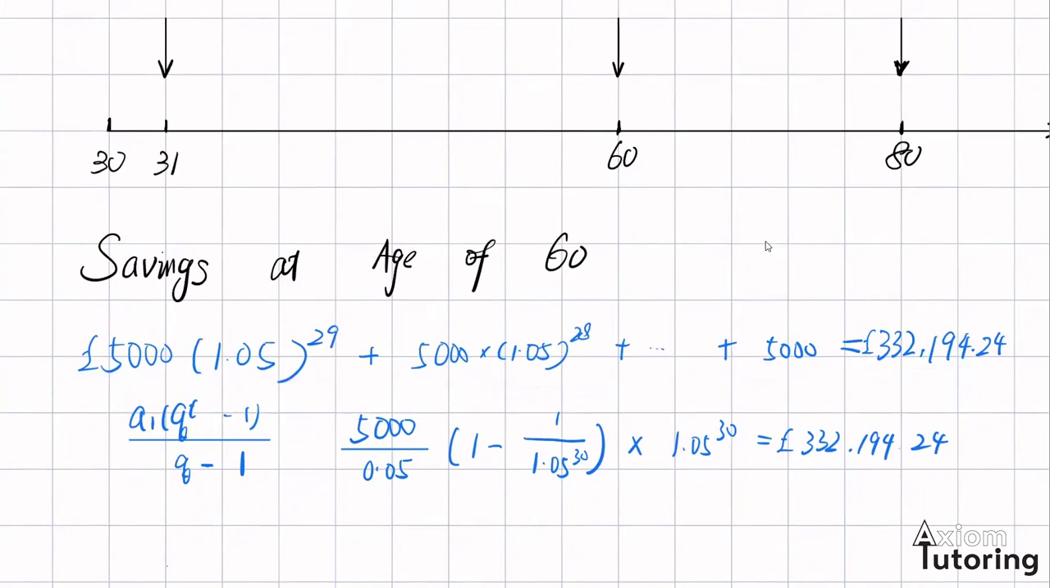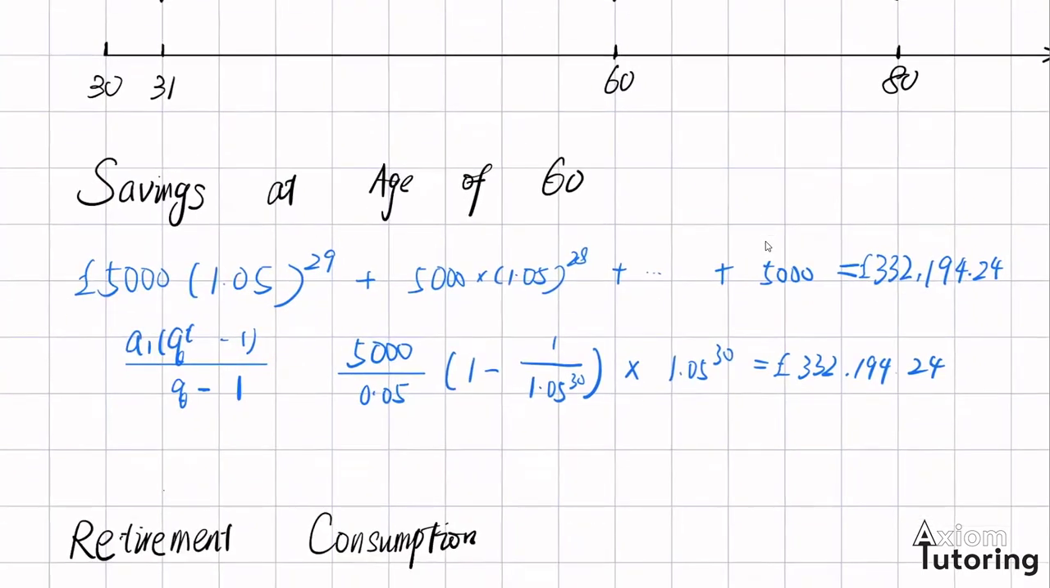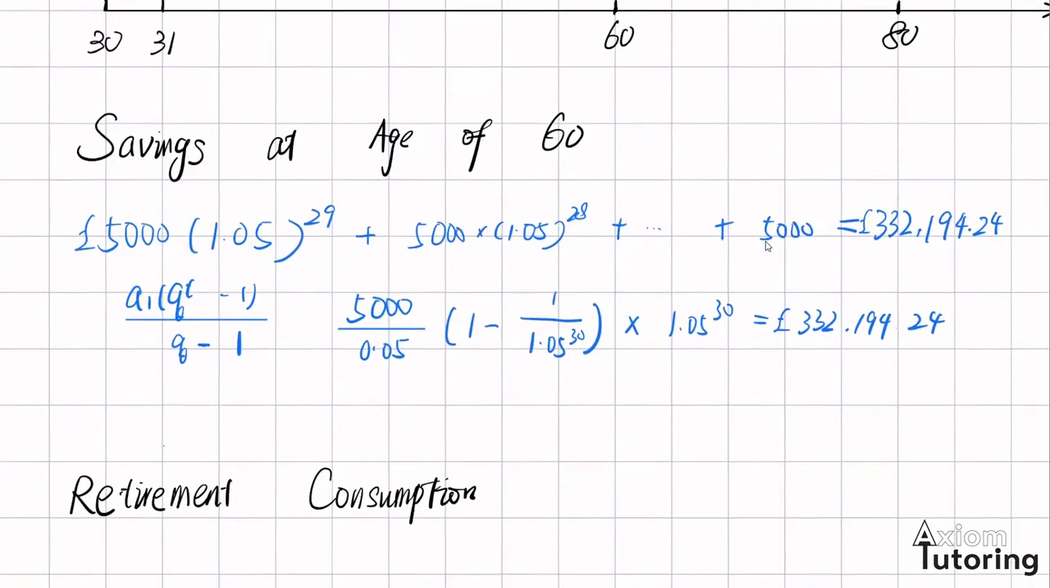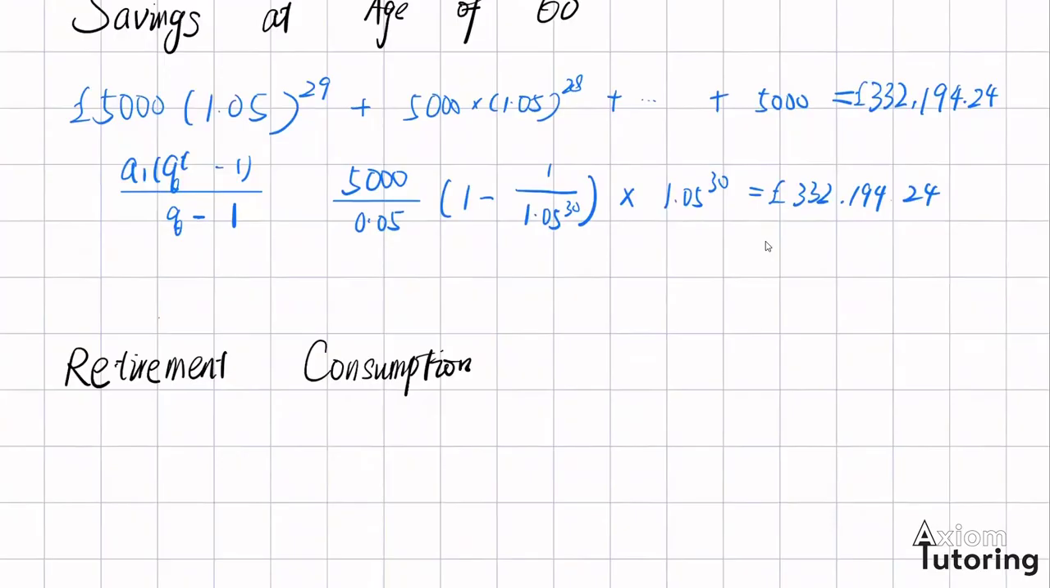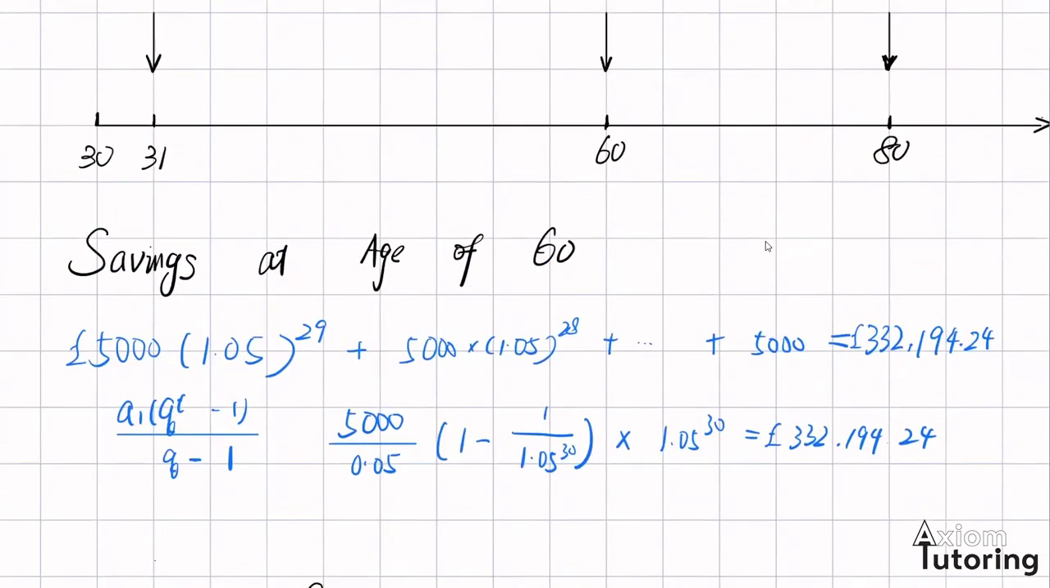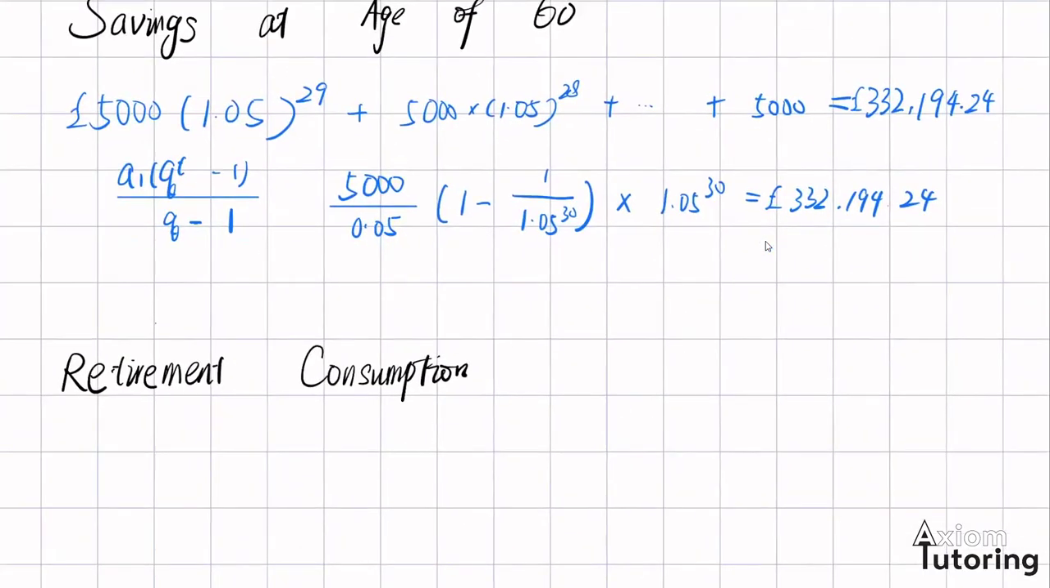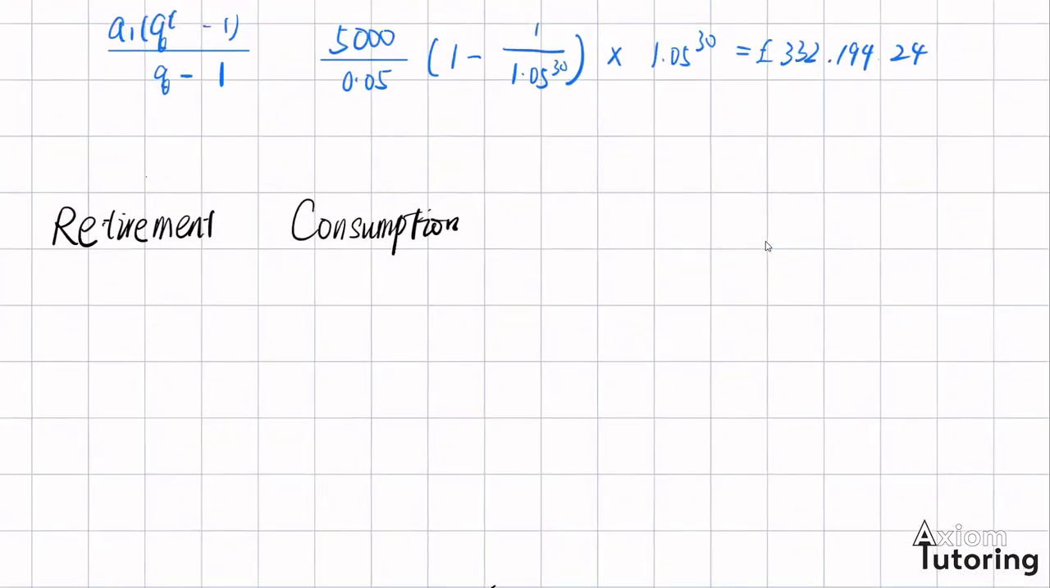How much would I have saved at the age of 60? Then how I'm going to spend this savings. Let's assume that I'm going to spend these savings equally throughout the years. So I would like to smooth my consumption here, so I can spend for 20 years. Now we're provided with the present value of our future consumption, which is our savings here.